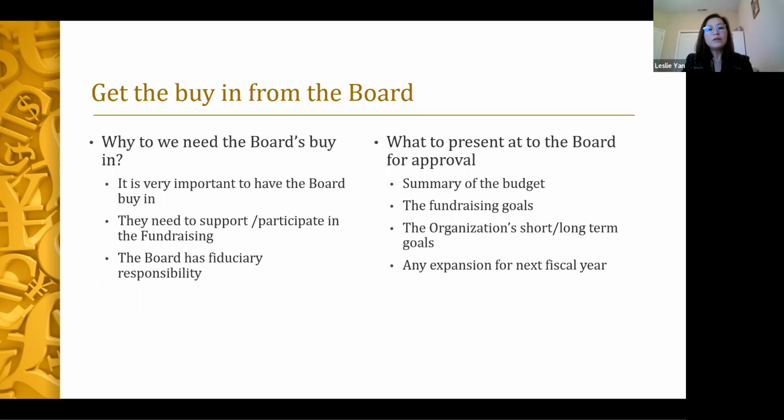You also need to include the organization's short-term and long-term goals so they can understand why you are presenting the budget the way you are. If there are any expansions in the next fiscal year, you want to document them and make sure that they are aware of those expansions.